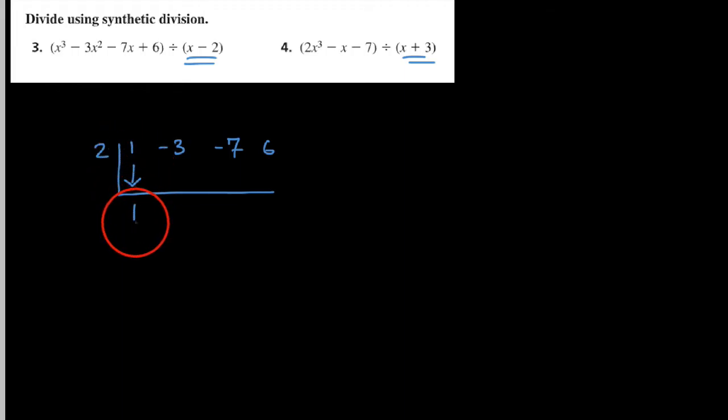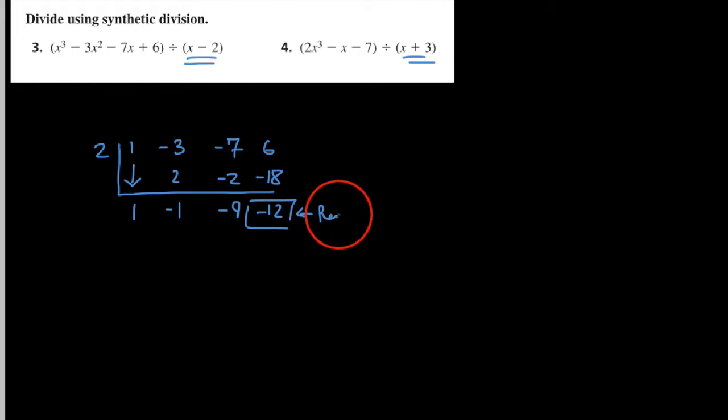So we'll drop our 1, and we'll multiply diagonally. So we say 2 times 1 is 2. -3 plus 2 is -1. So now we'll multiply diagonally, -2. Add vertically, -9. Multiply diagonally, -18. And then add this vertically, -12. So put a box around this.